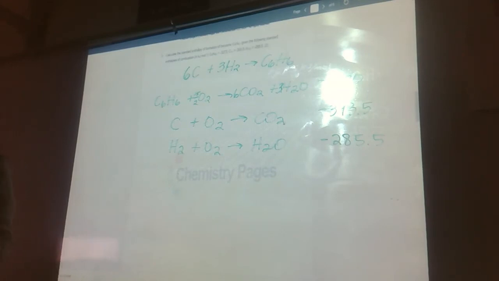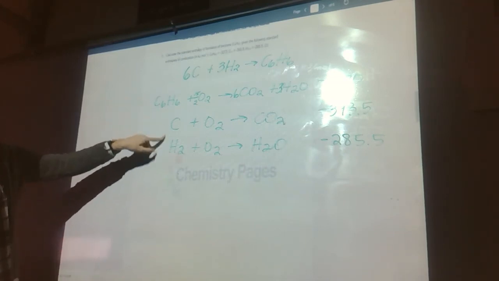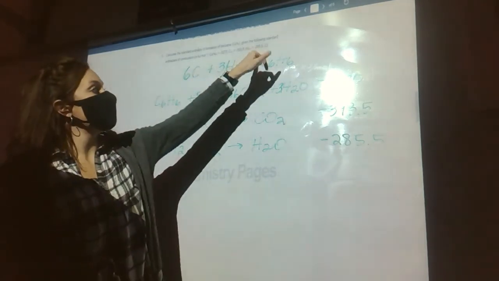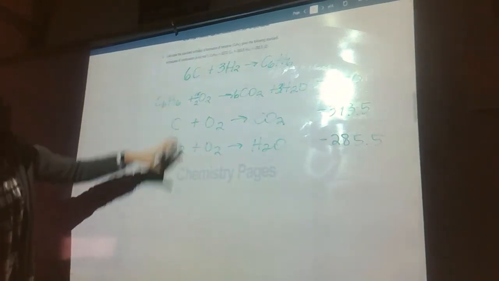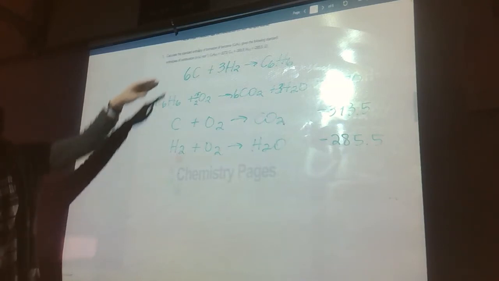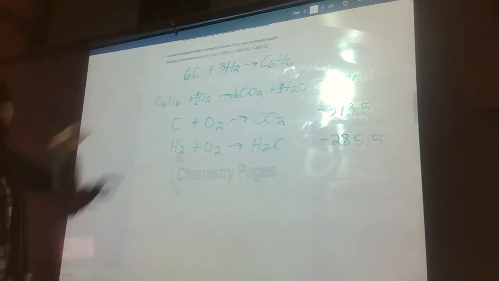Once you have your reactions written and balanced, with enthalpies of combustion, you always combust one of those things. Never change this coefficient. Enthalpies of formation, you always form one of these things. Never change this coefficient. Then you start manipulating them to make things cancel that aren't in the target, or to get as many of these things as you need.